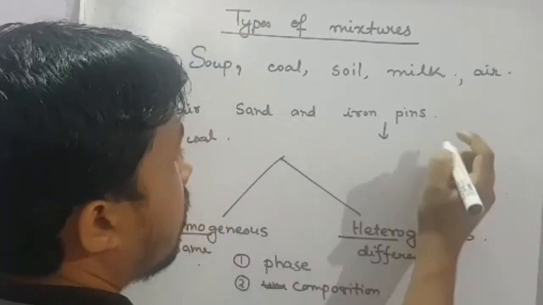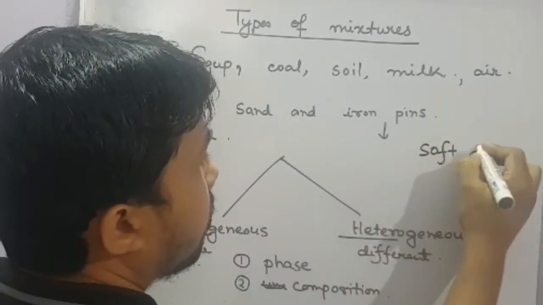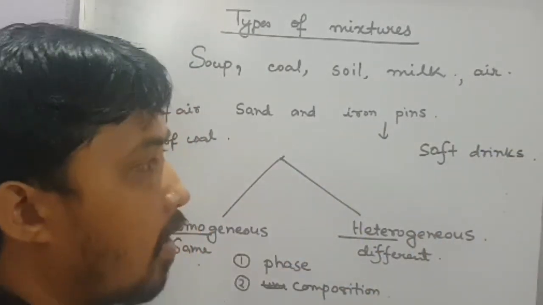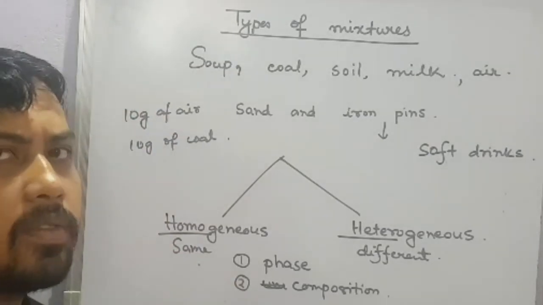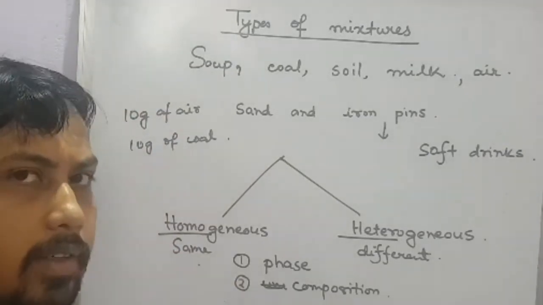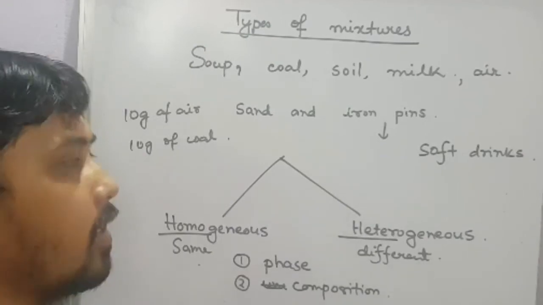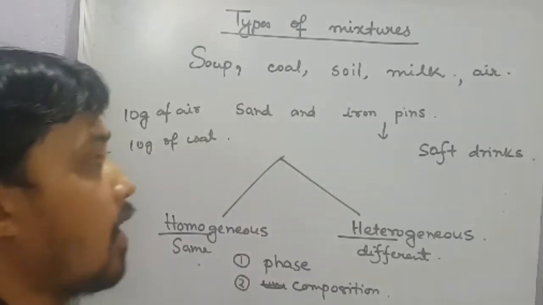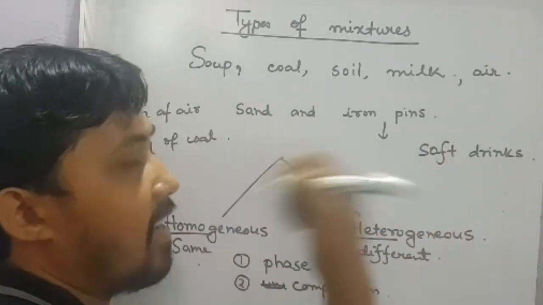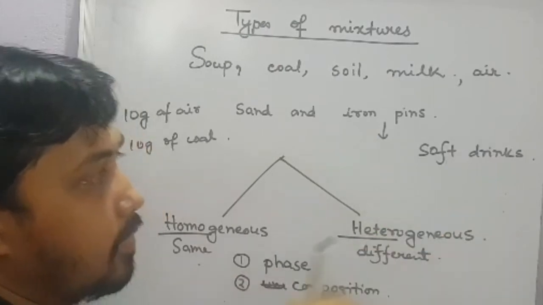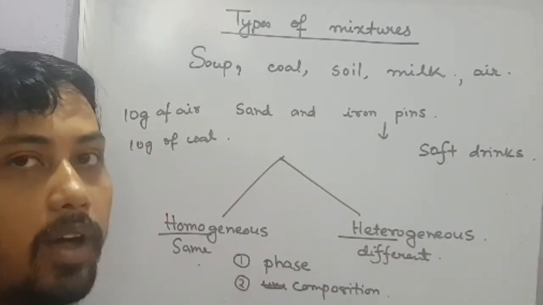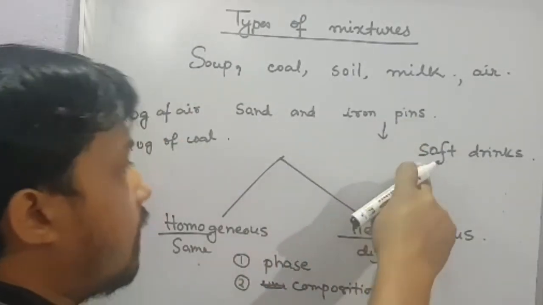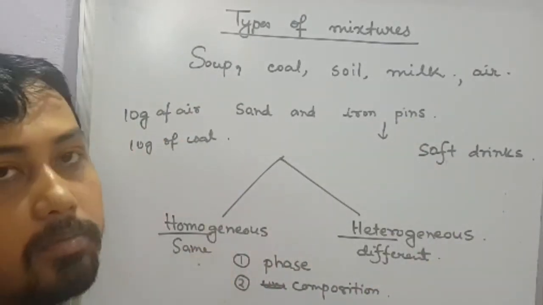So let's take the example of soft drinks that you people drink, right? Soft drinks, mixture or not? Yes. Homogeneous or heterogeneous? Think about it. From the outside, it looks like one thing or not, right? From the outside, it appears as one liquid, although it has so many things over there. Water plus gases, sugar and all those things. But from the outside, you have only one look. That means it's a liquid. So a soft drink is an example of a homogeneous mixture, right?